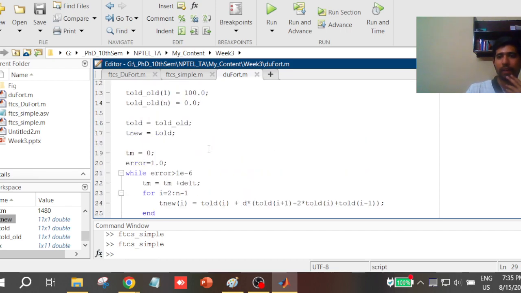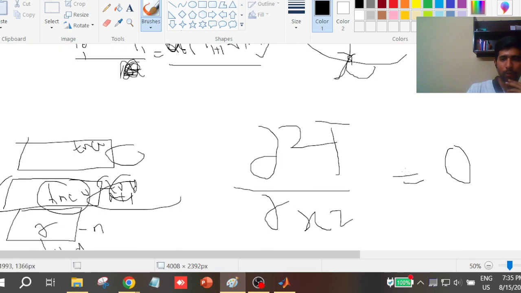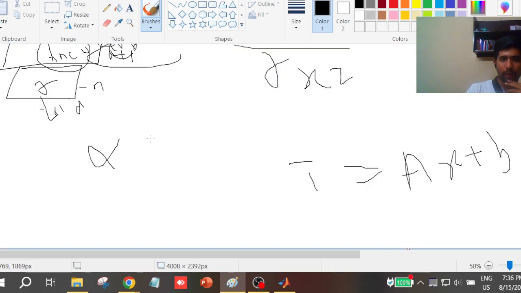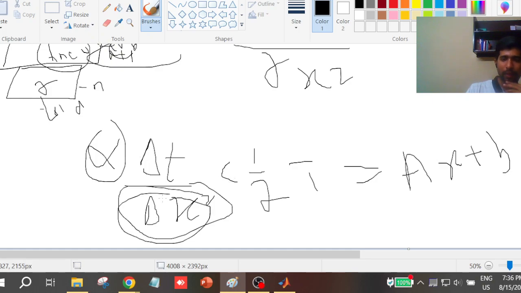D should be less than half. D is nothing but alpha into delta t by delta x square, and it should be less than half. You have done von Neumann stability analysis. Delta x is fixed, alpha is a property. Delta x you can also change, but let us assume delta x is fixed. Delta t should be less than some value basically, only then it will converge.